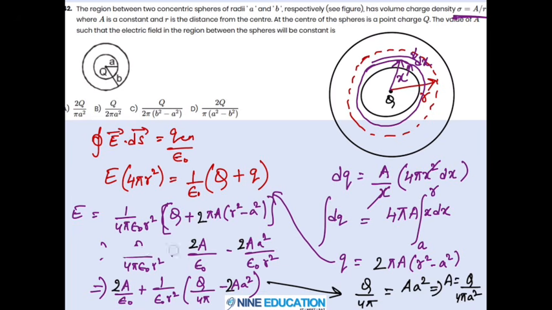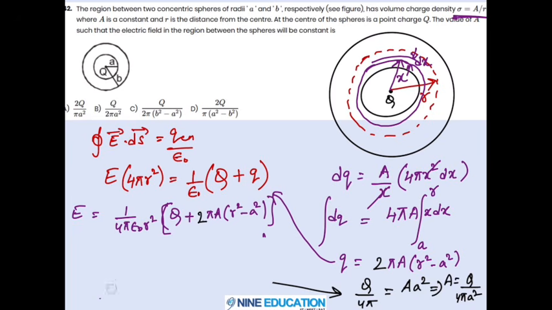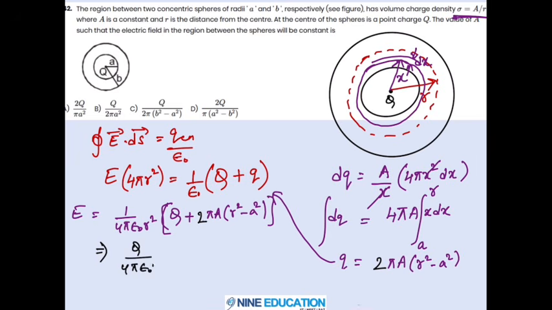I'll better solve this again. So quickly doing this will be q by 4 pi epsilon naught r square, and 2 pi 4 pi cancel, so this will be a by 2 epsilon naught, and here also you will get minus of a square divided by 2 epsilon naught r square, as pi cancels out.